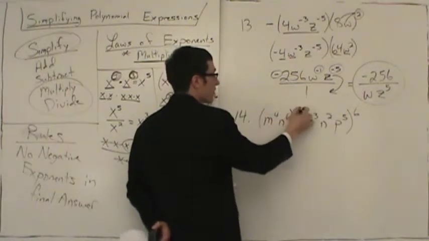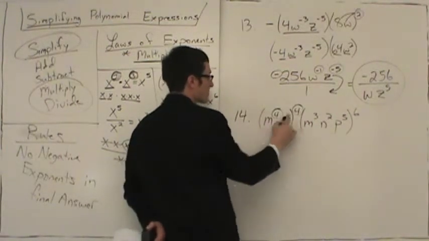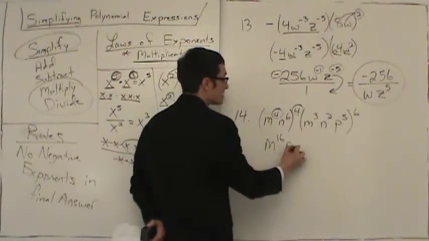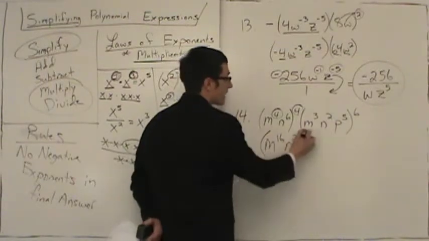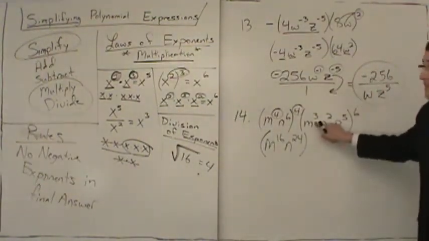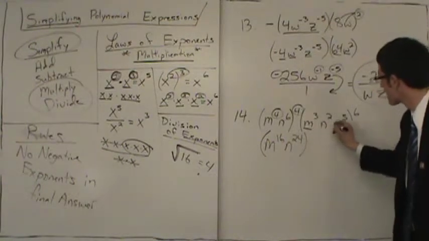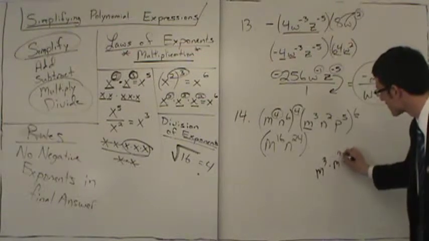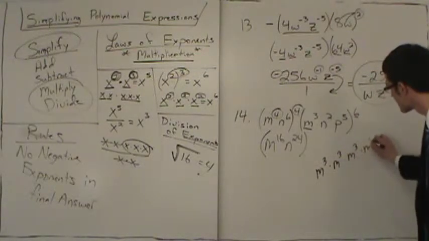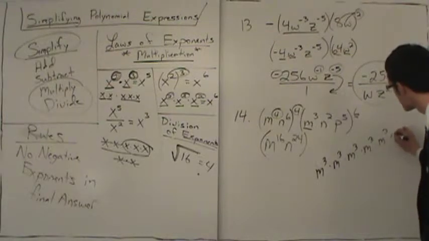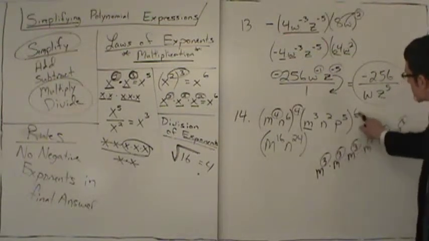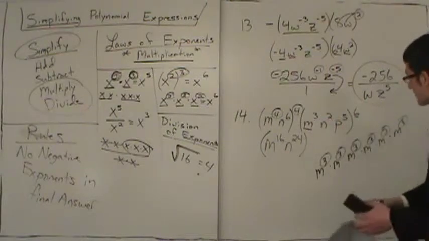M to the fourth to the fourth. When we have power of power, we multiply. 4 times 4 gives m to the 16th power. Again, multiply. 4 times 6 gives n to the 24th power. Now, again, multiply the exponents. If you're having trouble with this, what does m to the third to the sixth power mean? It means m to the third multiplied by m to the third multiplied by m to the third 6 times. Do you want to add 3 6 times, or would it be faster to simply multiply the 6 times the 3? It would be faster to multiply.